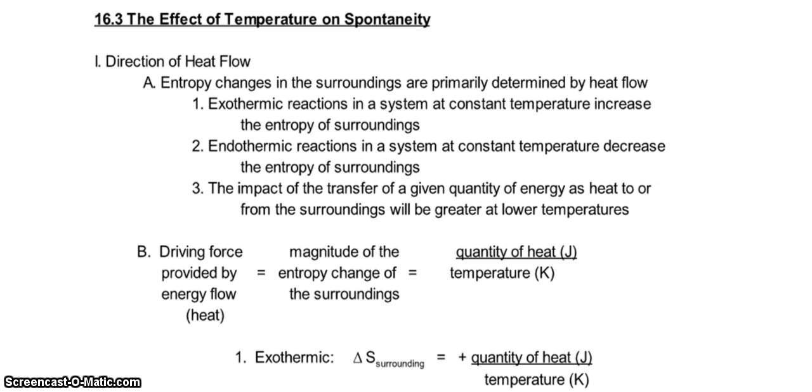So let's see what this says here. Direction of heat flow. Entropy changes in the surroundings are primarily determined by heat flow. Exothermic reactions in a system at constant temperature increase the entropy of the surroundings. So if the heat is going from the system to the surroundings, that's where we had delta H is negative, and now the surroundings are going to be warmer. So the surrounding molecules are going to go faster and there's going to be more disorder.